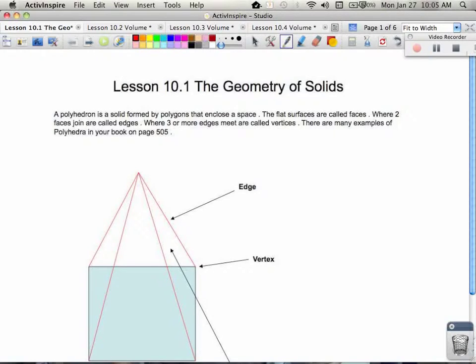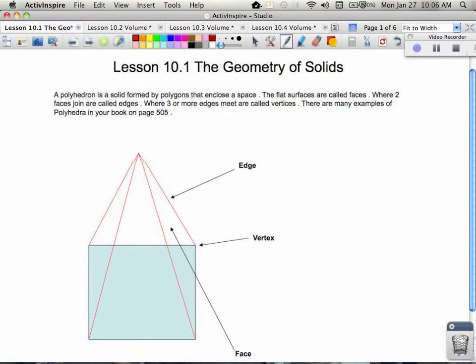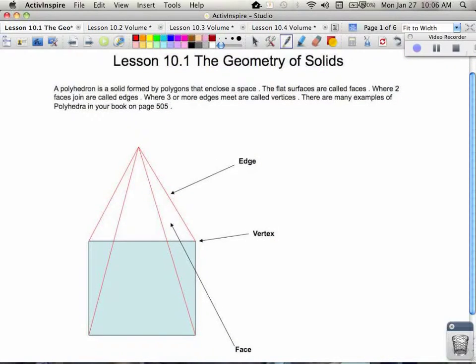In lesson 10.1, we're going to be talking about solids and the geometry associated with those. One of the first things that we're going to talk about is something called a polyhedron. Now, a polyhedron is a solid formed by polygons that enclose a certain space. Here on our diagram, we see a pyramid, and a pyramid is one type of polyhedron.